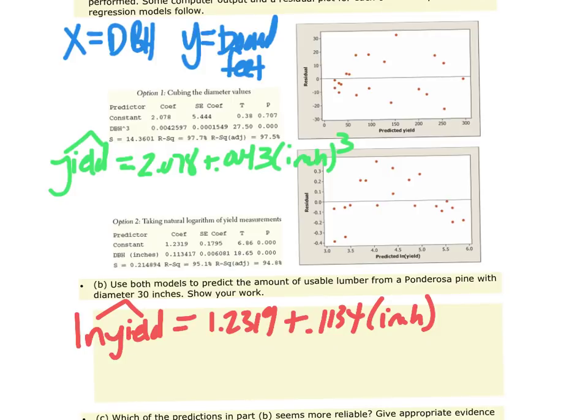Make a prediction for both. We can easily do that. Let's just put 30 in. If we put 30 into the inches for this one and simplify, what you're going to end up getting is 117.07.